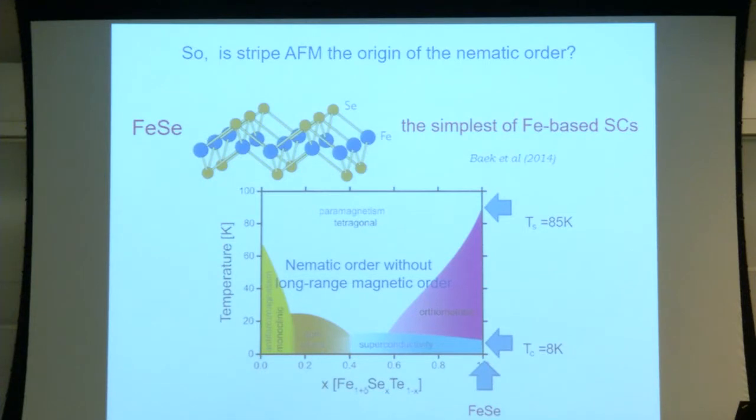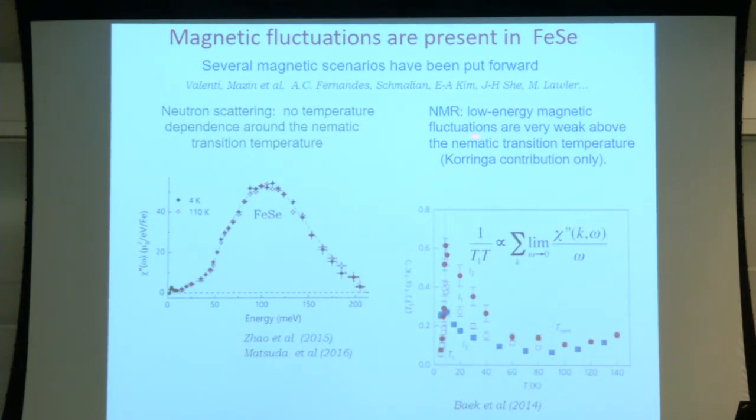And when people saw this, there was an immediate question: can it be that at least in this system, the reasoning is something different? And of course, let me mention works done here, our works, the works done by Igor Mazin and Roser Valenti. Basic message is this: yes, there are magnetic fluctuations in iron selenium, definitely. You look at neutron scattering, there is measurable chi double prime peaked at some fixed energy, so you do see magnetic fluctuations. However, you look at what happens with magnetic fluctuations around the nematic transition temperature, around 90 Kelvin, and you don't see any appreciable temperature dependence.